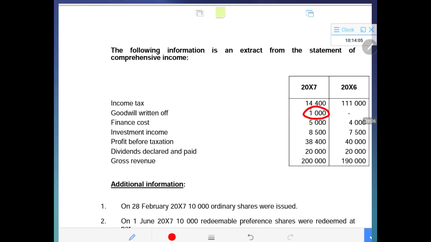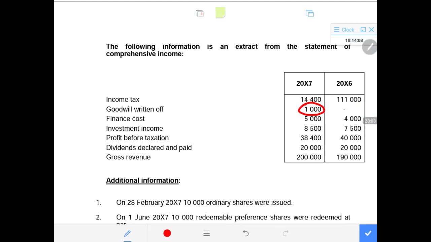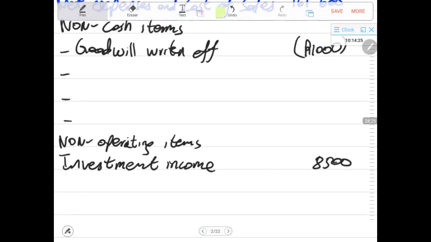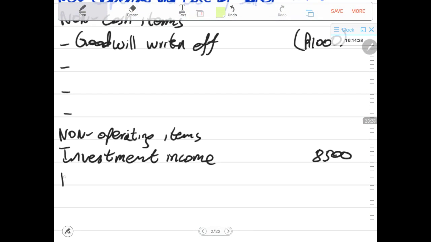Let us look for another item that is probably there in the income statement. We have another item that is called finance cost. Finance cost is an amount of 5,000 rands, the third one. We know that finance cost is a non-operating item. That means an interest on the loan has nothing to do with the operation of the business. That's why it's under non-operating items. Otherwise, there is cash that is involved.